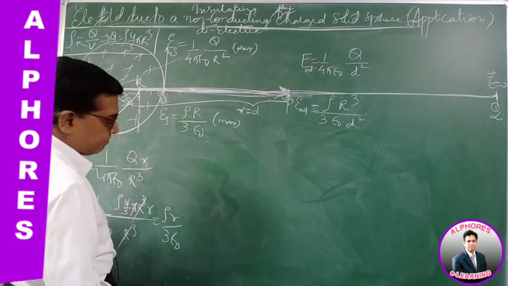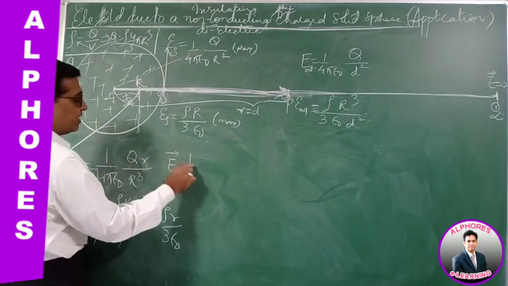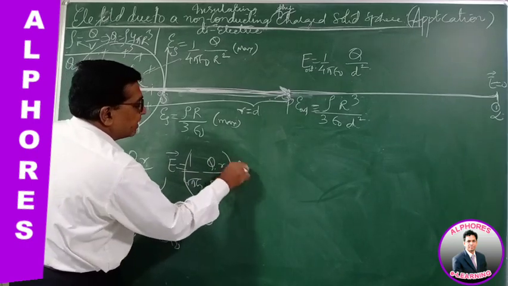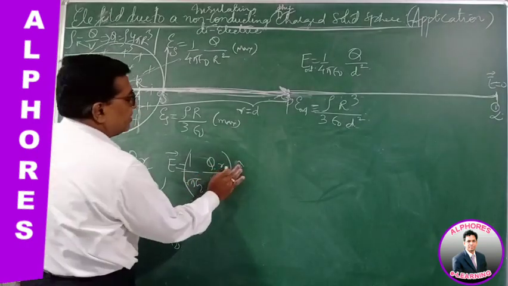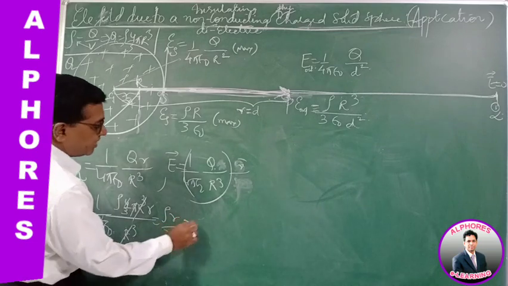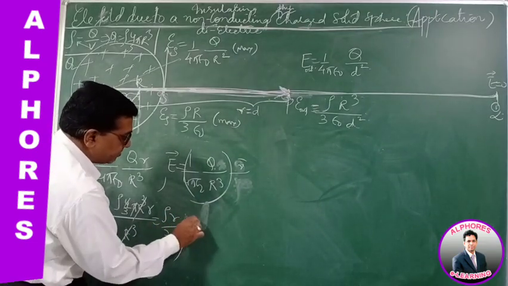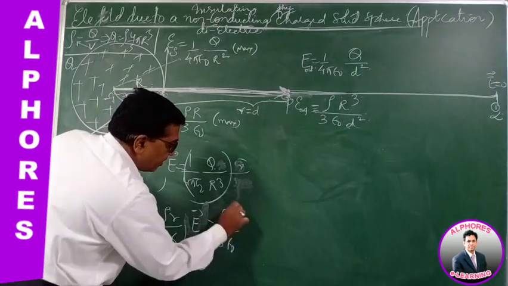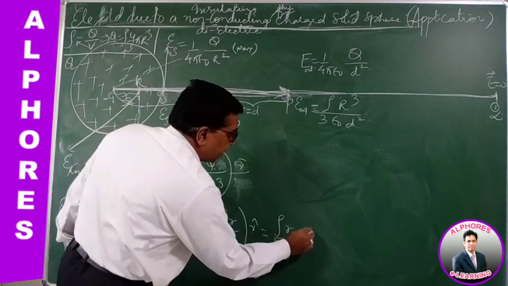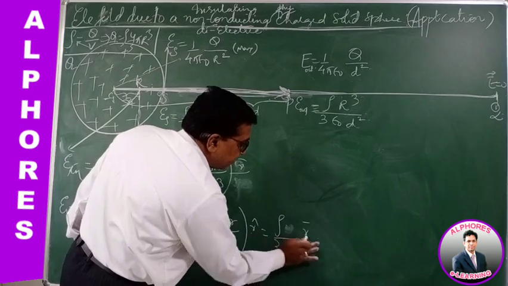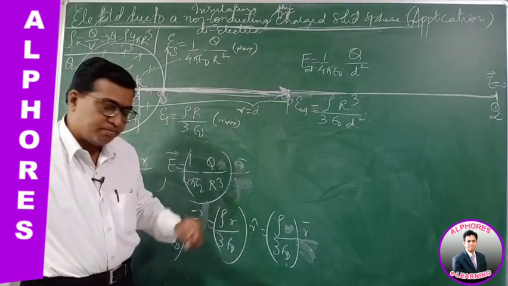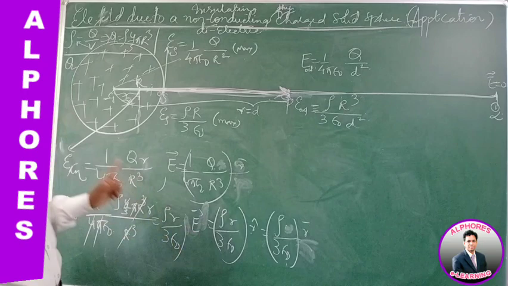Suppose I want to specify E in vector form. So it's 1 by 4 pi epsilon naught capital Q into r by R cube times r cap. It is a vector, r cap, or this I can write as r bar by mod r. Well, r gets cancelled. Vector form. Even here also it is rho. If I have to specify in vector form, E bar is rho r by 3 epsilon naught times r cap. What is r cap? r bar by mod r. r gets cancelled. So rho by 3 epsilon naught r bar, or rho r by 3 epsilon naught r cap, is the field in vector form at an inside point.